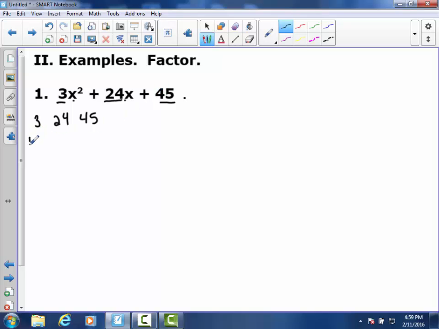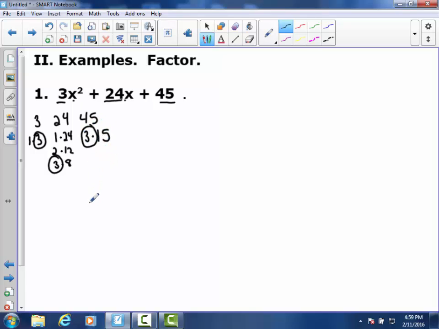Okay, so 3 is factored into 1 times 3. 24 is 1 times 24, 2 times 12, 3 times 8. Okay, so here I notice that I have a 3 and I also have a 3. That's going to be my largest. So now I'm going to check on 45. Does 3 go into 45? Let's see, 3 times... looks like 15 will give me 45. So that way I have all my 3's.